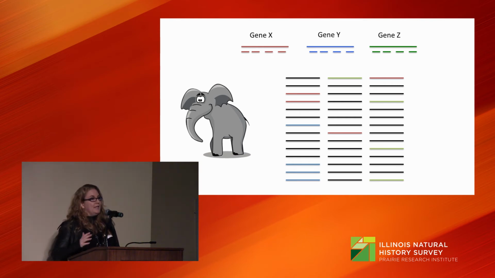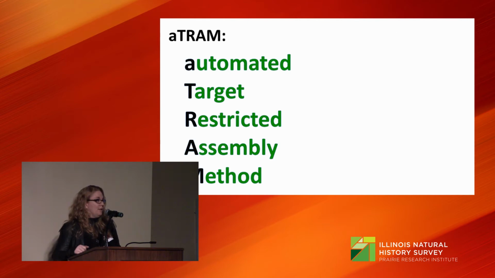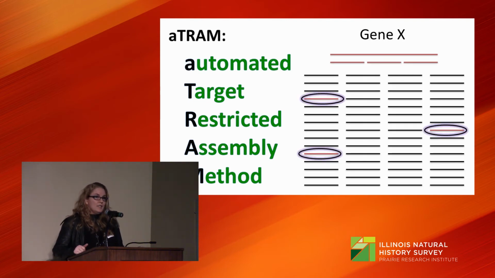And this process usually takes about a week to do. So I created a piece of software that can help reduce that time. It's called aTRAM, Automated Target Restricted Assembly Method. And rather than assembling all the reads into a huge genome, what the software will do is go through that large data set and just target the specific reads that will assemble the gene of interest. In this way, we've reduced that time of assembly so that we don't have to assemble this large genome, but rather just target those reads and reduce that computational time.